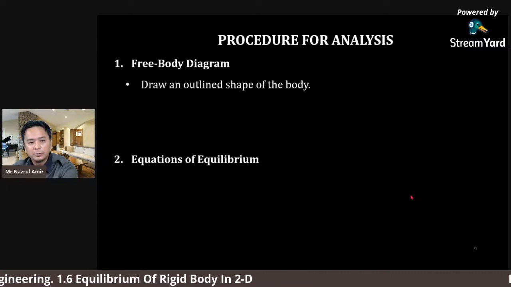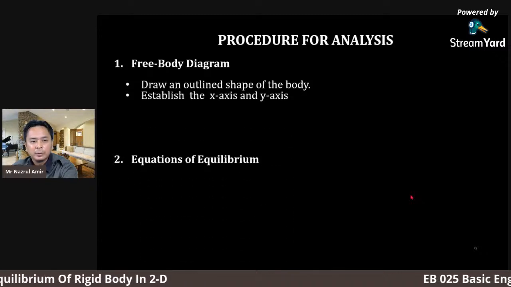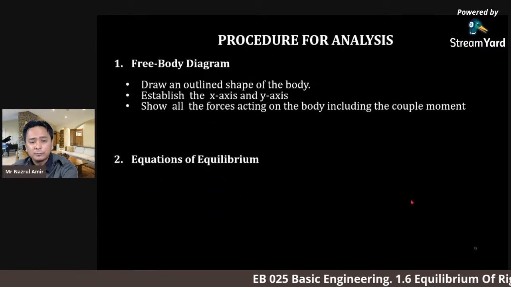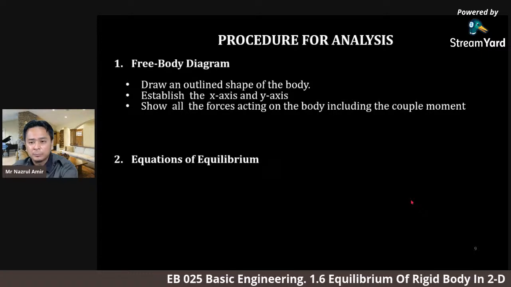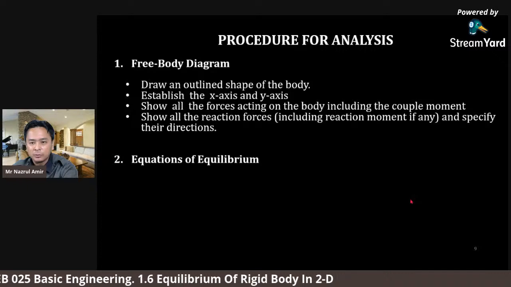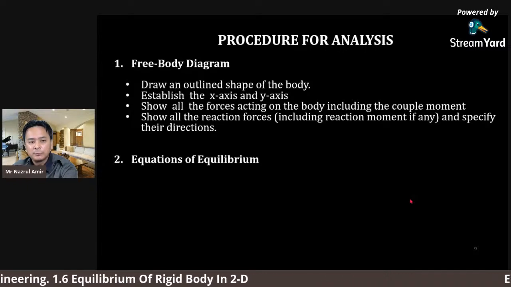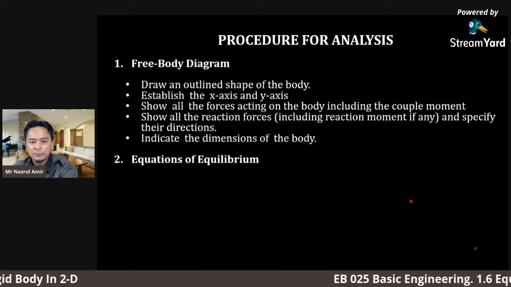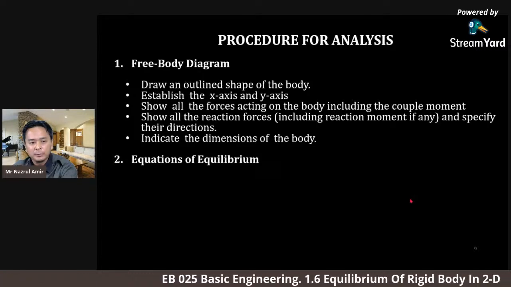For the FBD, we draw the outline shape of the body, establish the x-axis and y-axis, and then show all the forces acting on the body, including the couple moment, and then show all the reaction forces, including reaction moment, if any, and specify their direction, and then we indicate the dimensions of the body. That's the step for a free body diagram.